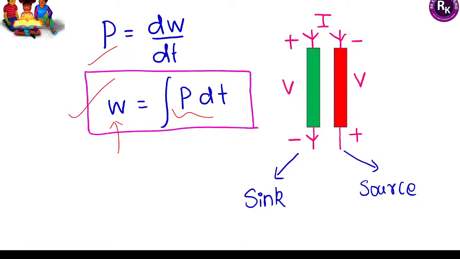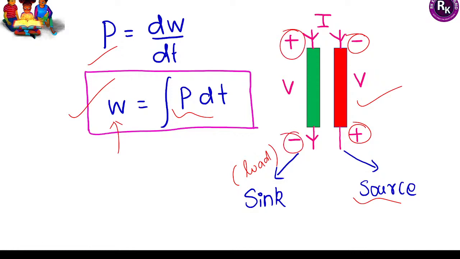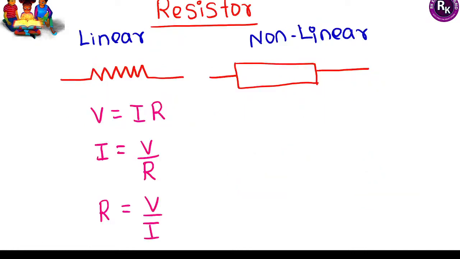Next, when we are talking about the source and the load, a sink means the power absorbing element. A source will always try to deliver power. So for the element that is delivering power, the current entering point is minus and the leaving point is plus. If an element is absorbing power, then the current entering point will be plus and the leaving point will be minus.